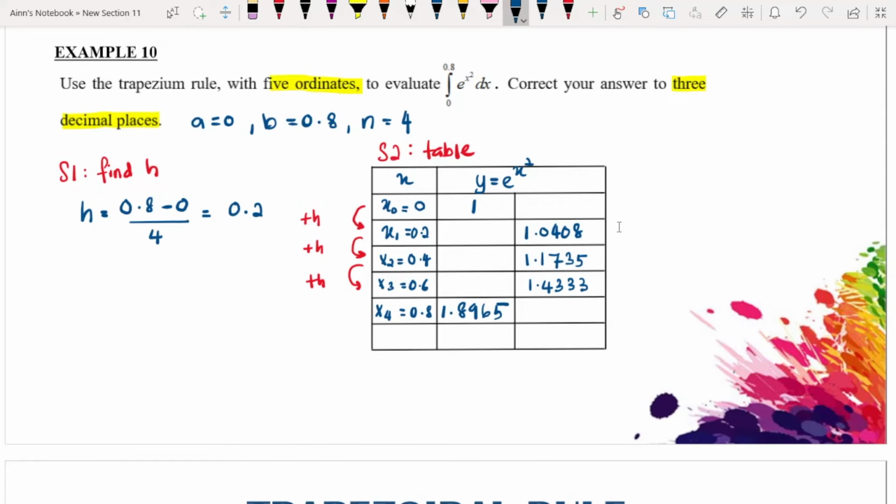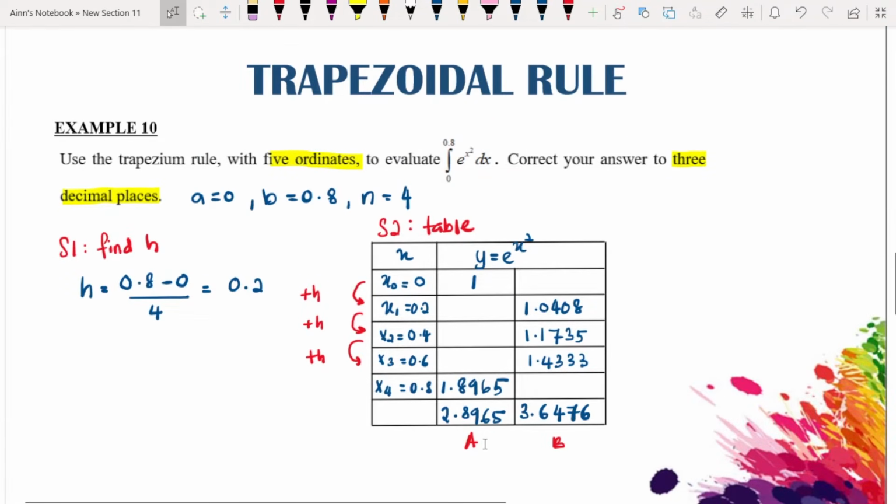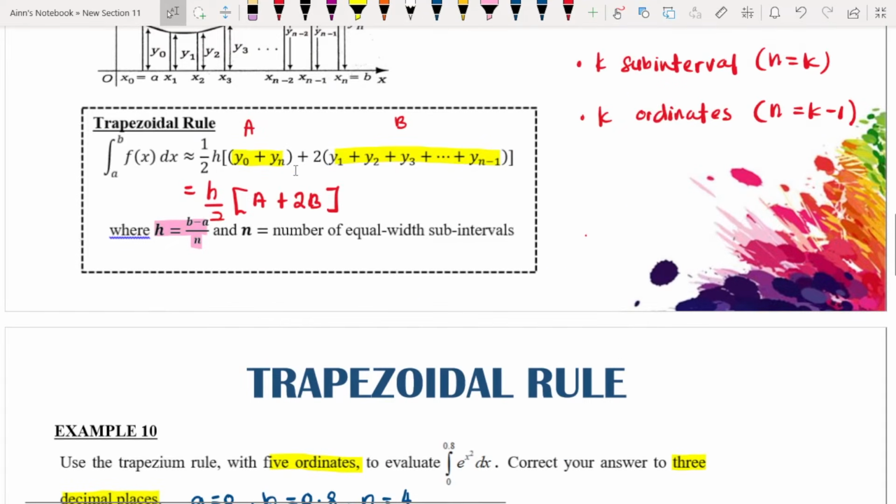So next, what we're going to do is sum up these values, 1 plus 1.8965. We're going to get 2.8965. Then we're going to sum up all the values from this column. So these 3, we sum up, and we will get 3.6476. So this is going to be the value of A, and this is going to be the value of B, as you have seen in this formula.